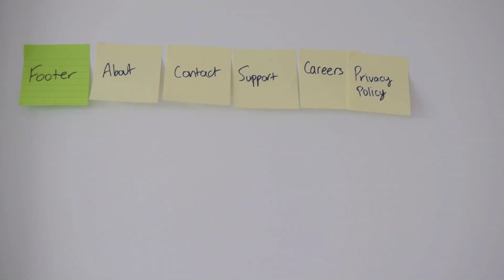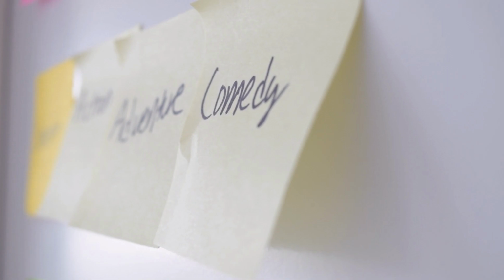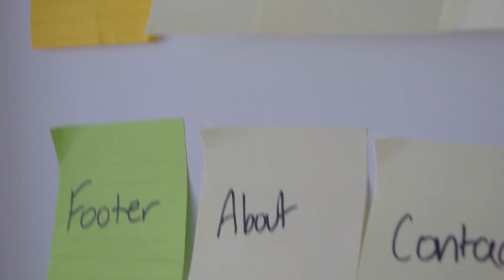Finally, the footer navigation often contains page links and other items legally required by the site owner. From our common items list, about, contact, support, careers, privacy policy, and terms and conditions are all items that we can place in our footer navigation. Now that we've organized all the items found on the media sharing website, we can finally design the wireframes for both desktop and mobile.